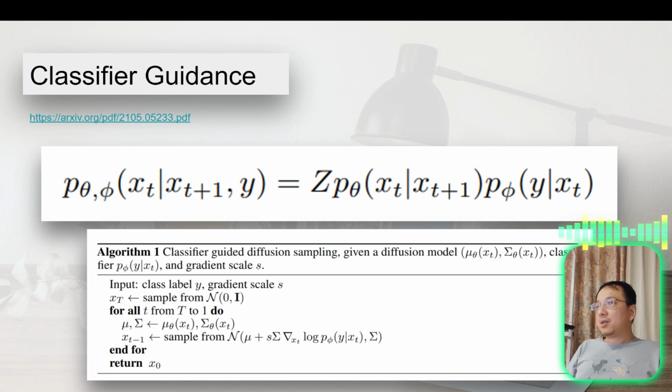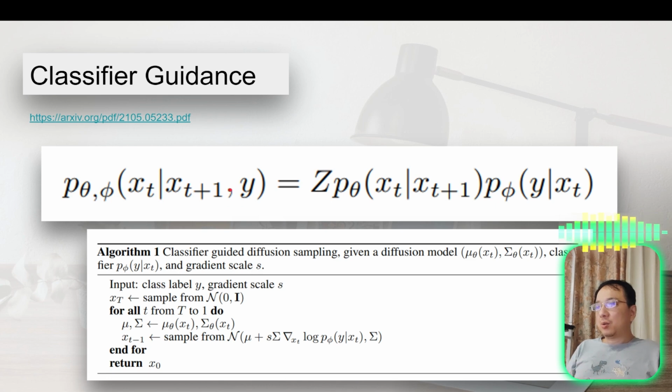The method is in fact proposed in the paper Diffusion Models Beat GANs, one of the milestone papers of the diffusion models. In the paper, it first formulates the conditional sampling process into a conditional probability formula, P of xt conditioned on xt plus 1 and y. Y is the condition.